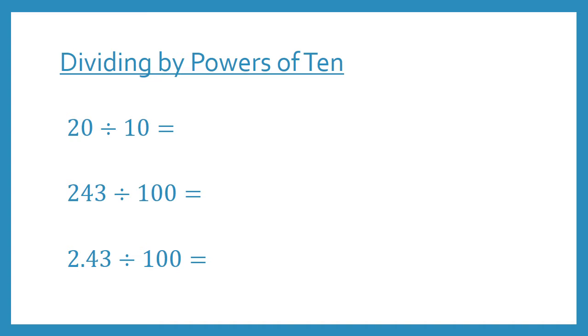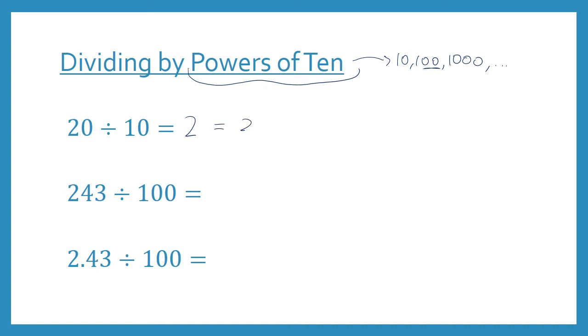So we're going to begin by looking at what happens when we divide decimals by powers of 10. Powers of 10 are numbers like 10, 100, 1000, etc. Any numbers that are ending in zeros. So we'll begin with 20 divided by 10. This here isn't a decimal question, and it's one hopefully that you can tell straight away is 2.